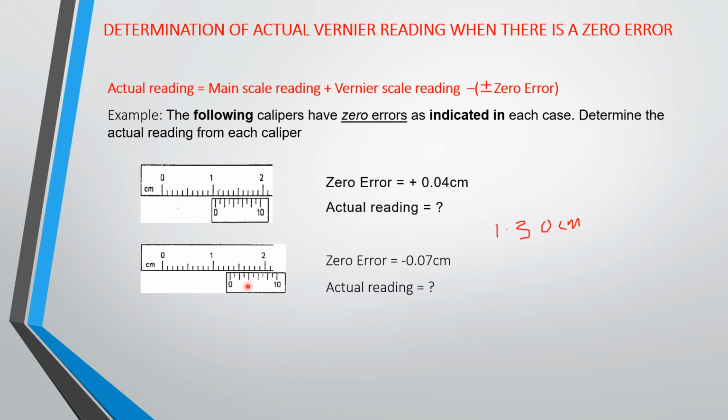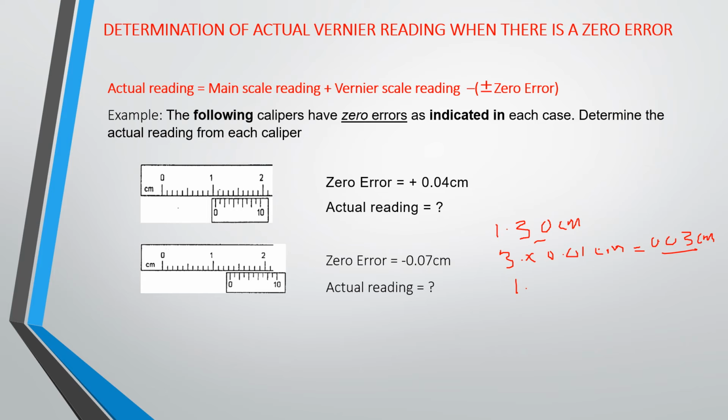So 1, 2, 3, 4. Okay, the third mark. So that will be 3 times the accuracy of the machine. That gives you 3 times 0.01 centimeters, to give you 0.03 centimeters. Okay, so now you do the addition. Add this to this to give you that.